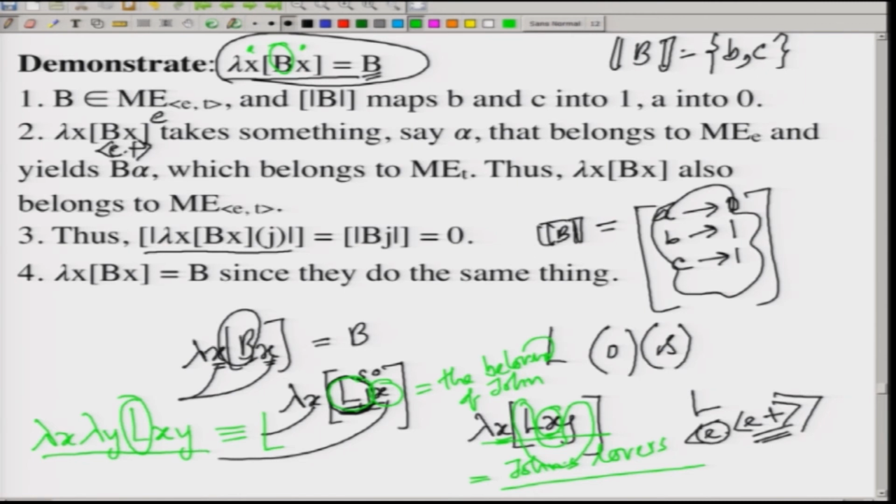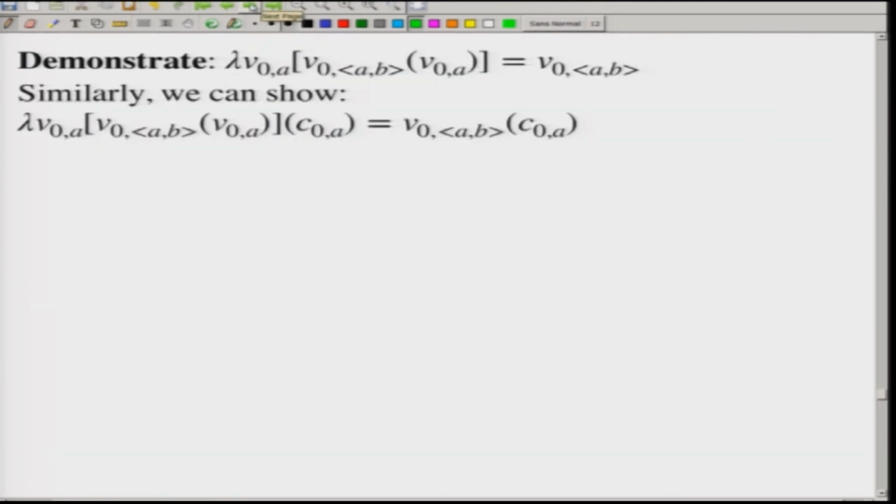So, all we can do is we can go to this one. We can now demonstrate this thing. Now, we have demonstrated a specific application of lambda expressions. In this, we are showing the general rule of that, right. It is pretty much the same thing.